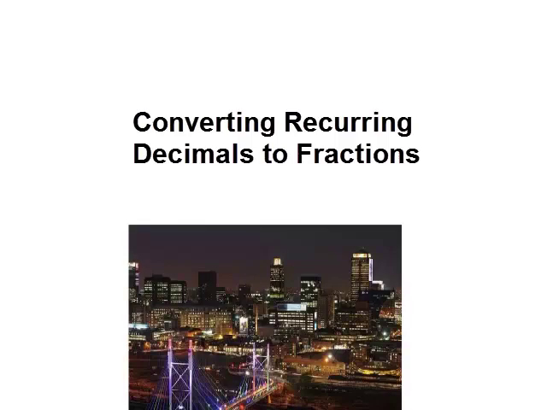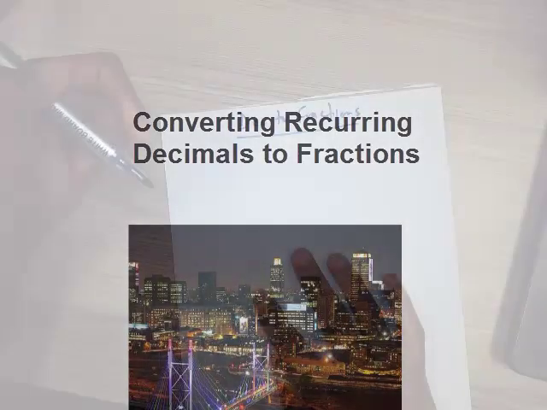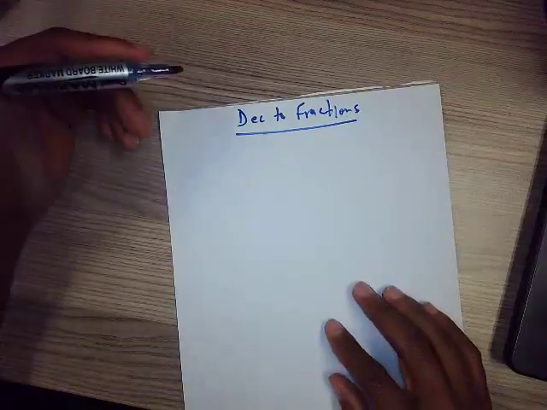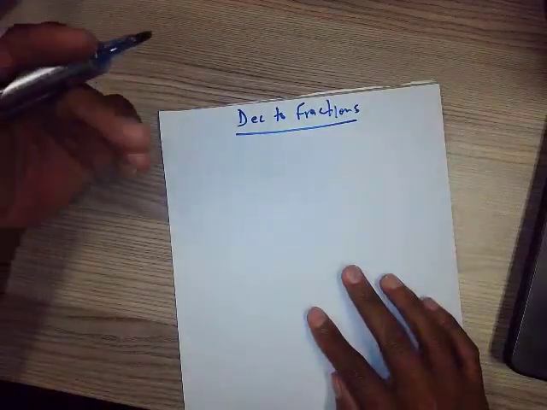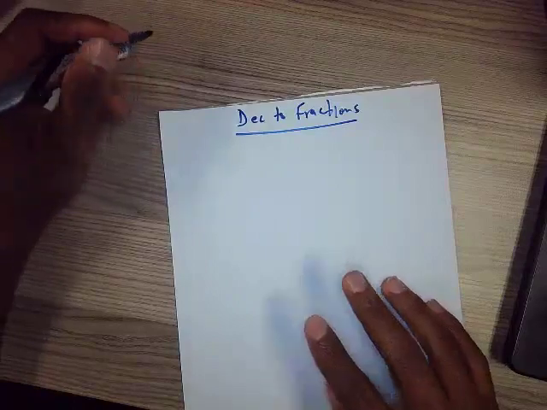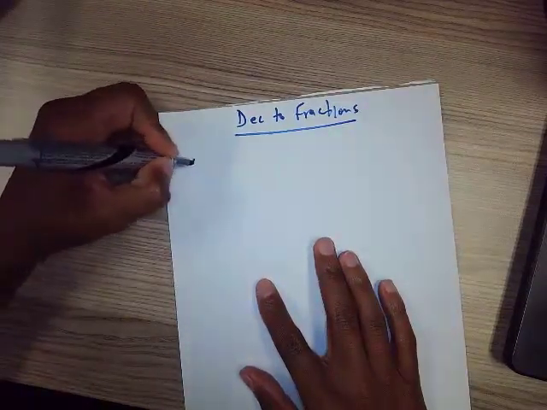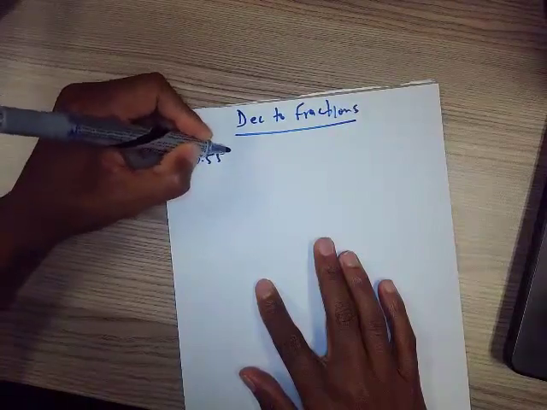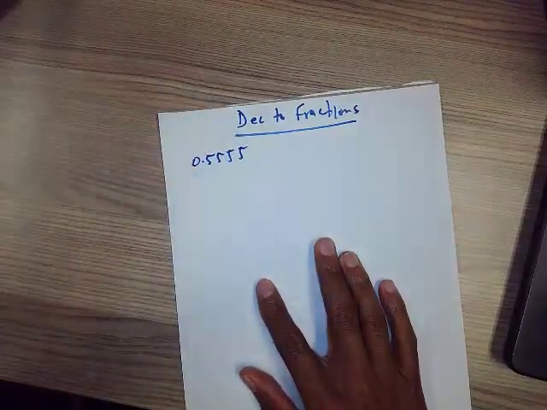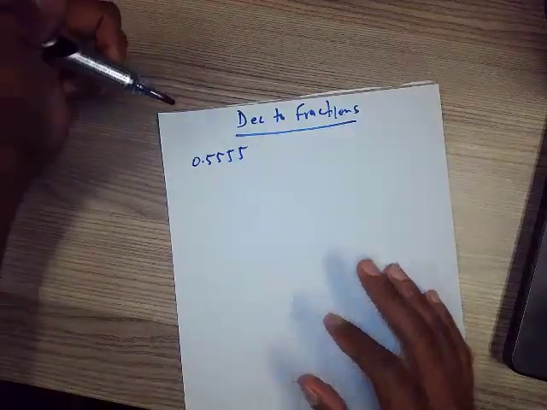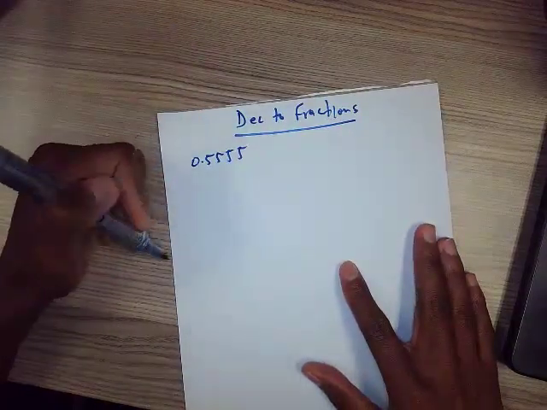Let's say you have a recurring number like 0.2222, 0.4444, 0.6666, something like that. Let's do an example of 0.5555. How do you convert this to a fraction? All right, so I'm going to do a simple little trick.